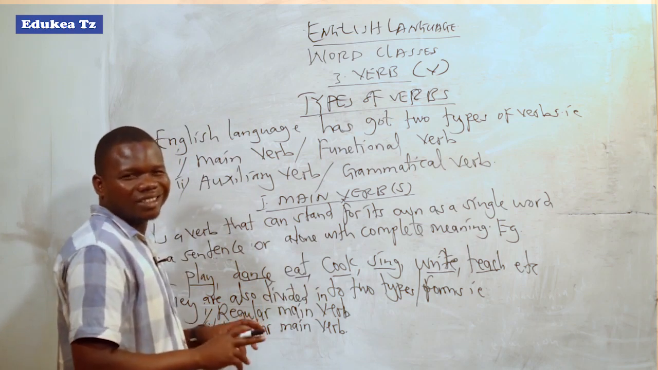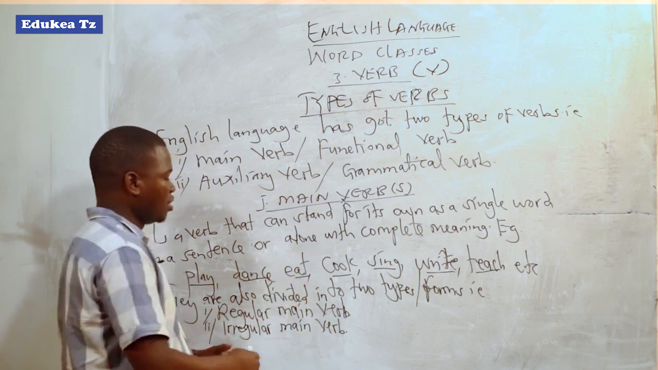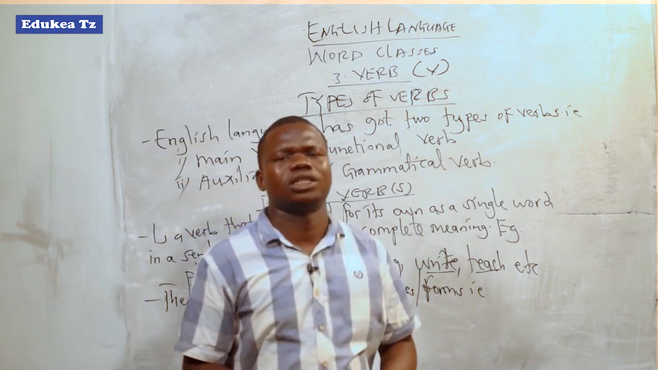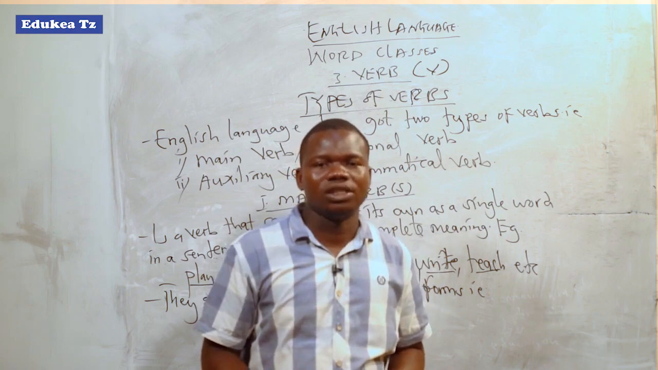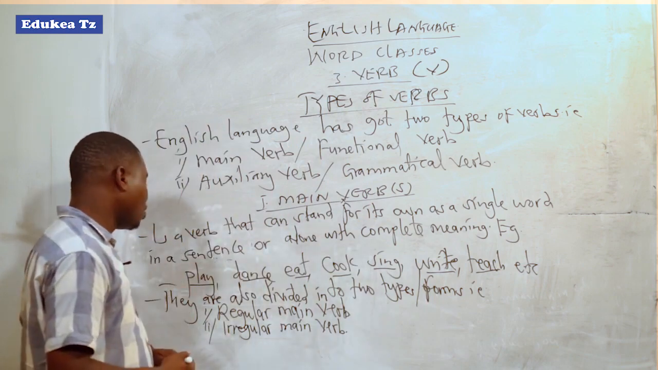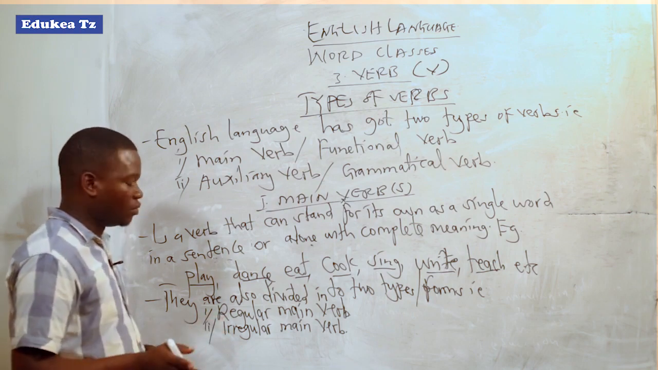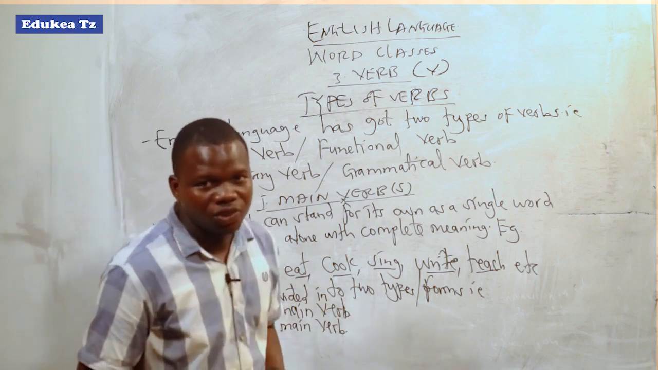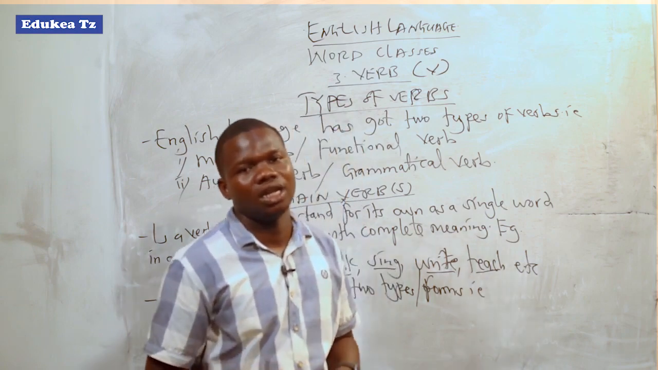Dance, it is a main verb. It brings complete meaning. Eat, the same. Cook, sing, and other words. Those words which can stand alone with their own complete meaning are called main verbs. Again, these main verbs also have subdivisions. They are divided into two types or forms, which are regular main verbs and irregular main verbs. So let us proceed with these two forms of main verb, regular and irregular.